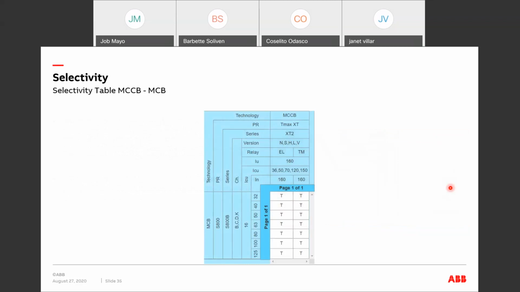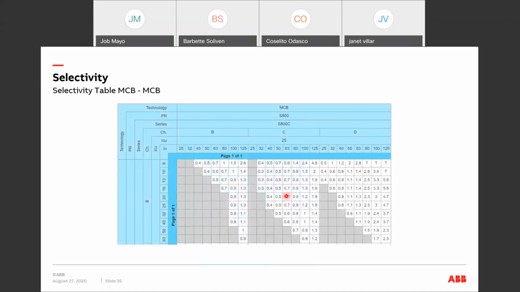So again, this is an example of a selectivity table. MCCB to MCB: as you can see, we have a Tmax XT circuit breaker upstream, and an MCB. You'd see that there's a letter T here, which shows a total discrimination between the Tmax and the MCB rated at 32 amps. These are available via the selective optimized coordination website that we presented at the beginning of this month. And this is another one.